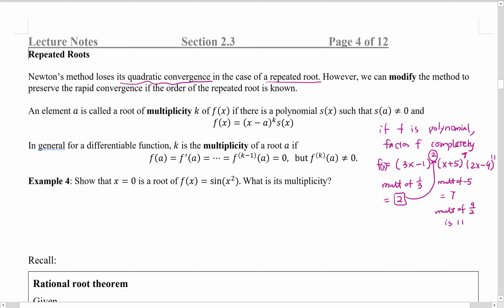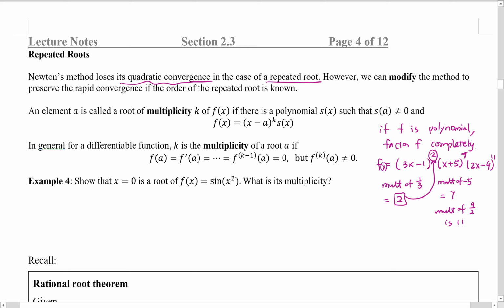So far, so good, everybody? That's why you see we have this factor, and then this guy, s of a is not 0. Okay? In general, if f is not a polynomial, for a differentiable function, k is the multiplicity of a root a if f of a is 0, f prime of a is 0, and the (k minus 1)th derivative evaluated at a is 0, but the kth derivative evaluated at a is not 0. Okay, why is that?